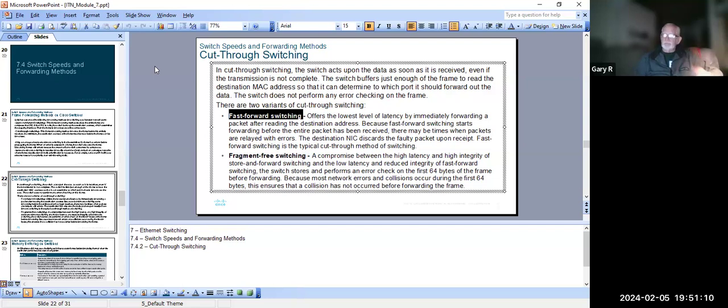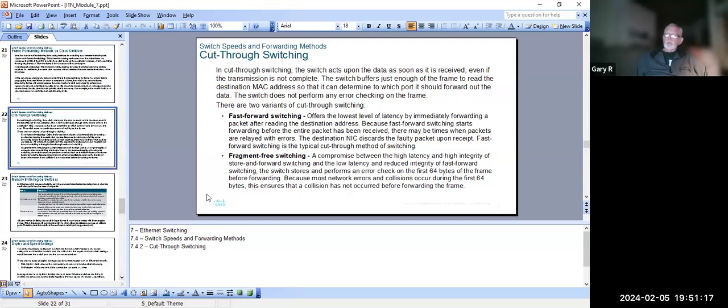Okay. And you need to know those for the test. Again, you can sometimes configure those on switches. For the most part, with today's performance capabilities, what you're really going to do is just stick with the store and forward.